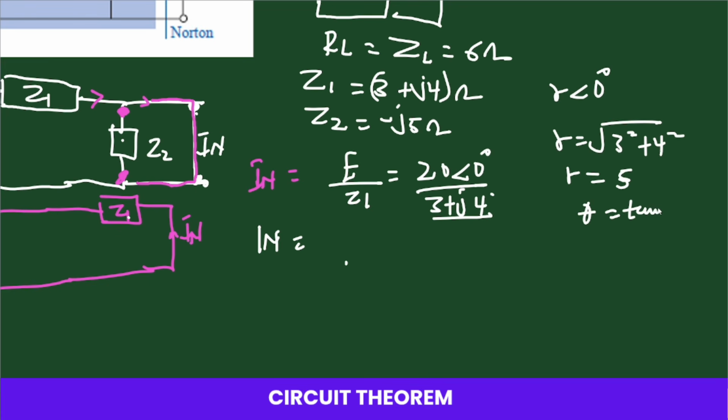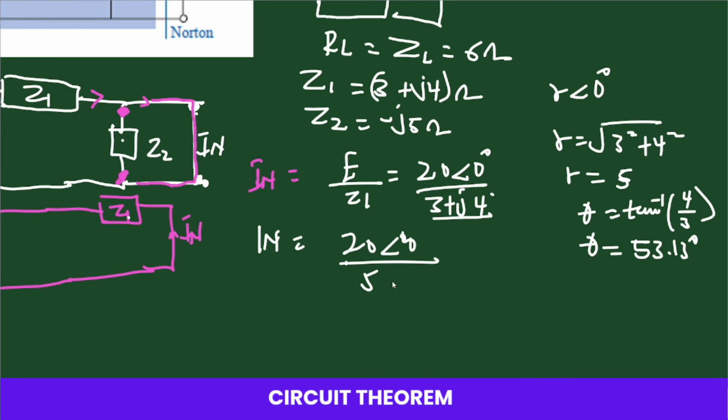Okay. So we can find the angle. The angle is given by tan inverse of the imaginary part over the real part. So that's the same as 4 on 3. It means that theta will be equal to 53.13 degrees. Okay. So when we come, we will write our value. So we're going to get 20 angle 0 divided by the R we had to be 5 angle 53.13.